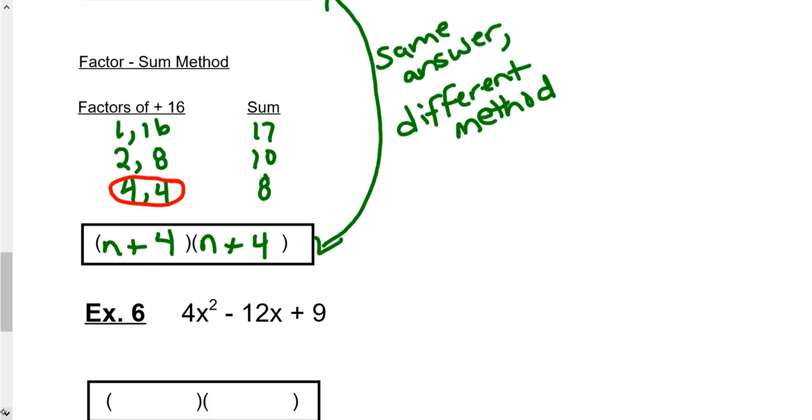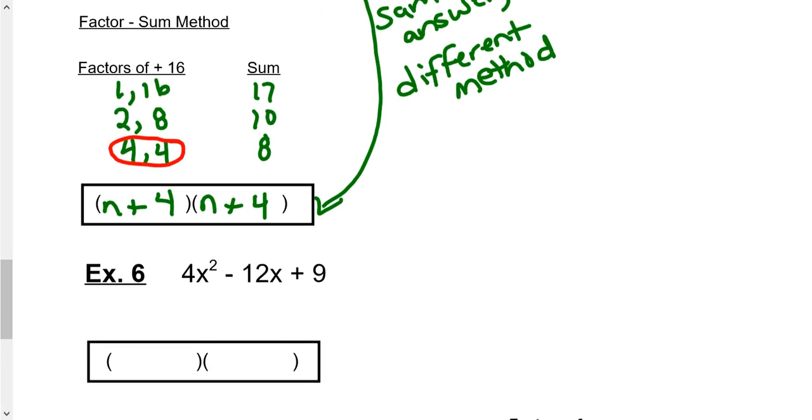Example 6. All right, example 6 is 4x squared minus 12x plus 9. Now, in this example, our x squared term is a number other than 1. So that takes us back to the last lesson that we did where we used the X method to factor because there's a term other than 1. But if you recognize that the first term here is a perfect square and the last term is a perfect square, you can get right down to business.